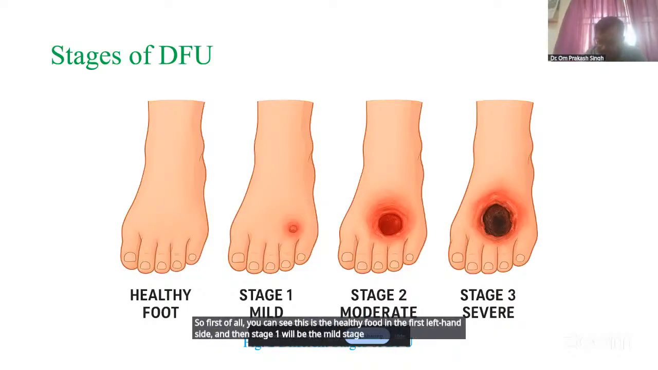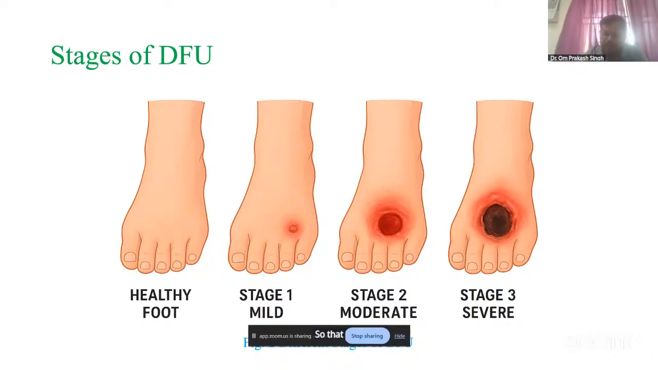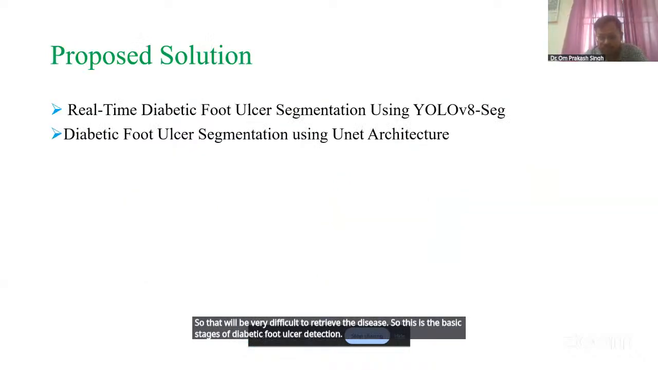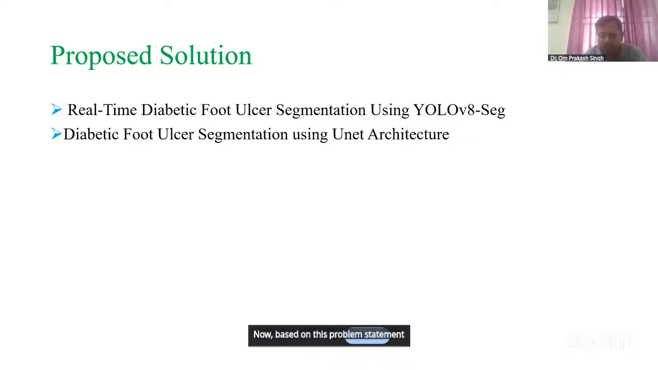In stage 1, a small portion is affected by the ulcer. The second stage is the moderate level, and the third stage is the severe case, which entirely affects the whole leg, so it is very difficult to treat the disease. So these are the basic stages of diabetic foot ulcer. Now, based on this problem statement, I have actually worked on two methodologies.